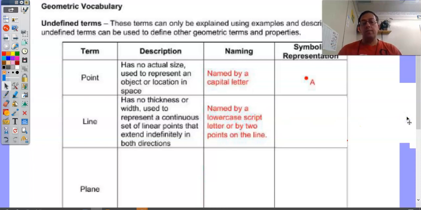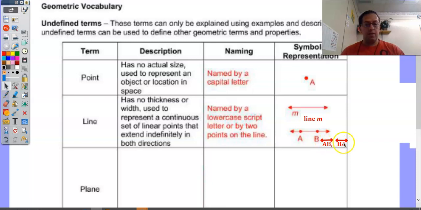A line can be named two ways, either with a lowercase italic or script letter or by any 2 points on the line. So for example, here we have line M, or I could say line AB or line BA, either way. And we use symbols. Geometry is a language of symbols. And so we put this little line up above the AB, and that shows that this is a line.